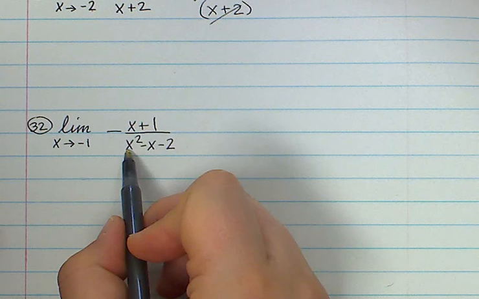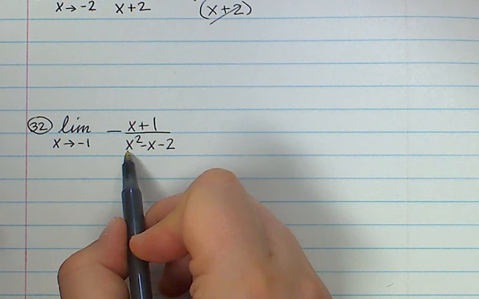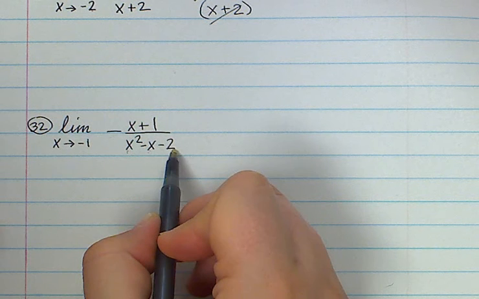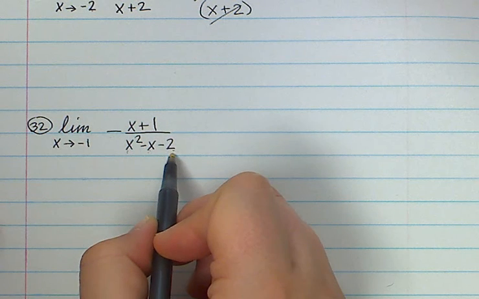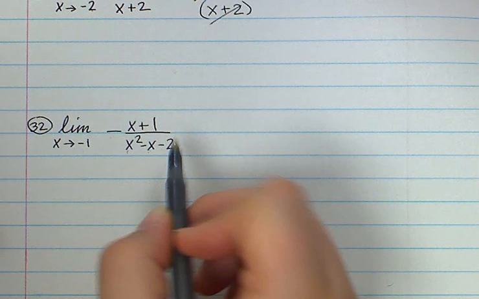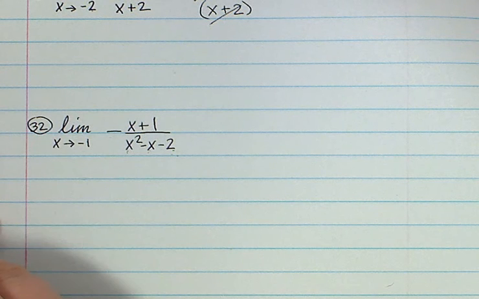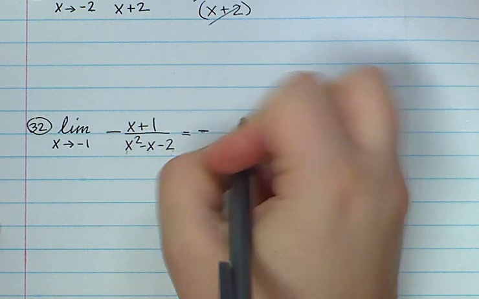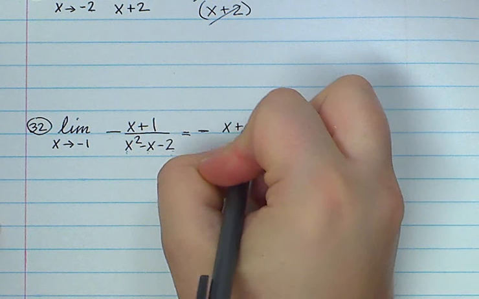Negative 1 squared is positive 1. Minus negative 1 is positive 2. 2 minus 2 is 0. The denominator would be 0, so that's indeterminate form. I can't use direct substitution. I'm going to try factoring. As I factor, I'm going to leave the negative out in front. I don't want to deal with that.